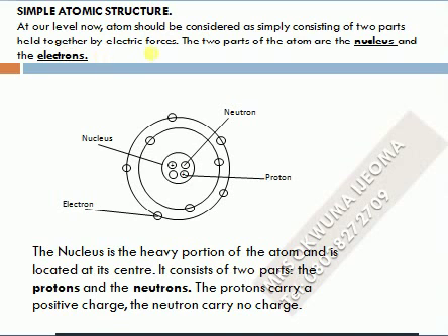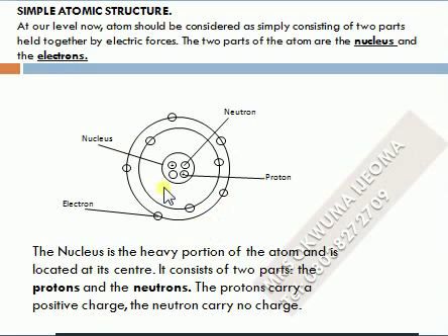And these two parts of atoms, they are what? Nucleus and what? Electrons. What are the two parts of atoms? They are what? Nucleus and what? Electrons. Now let's look at the structure of this atom.